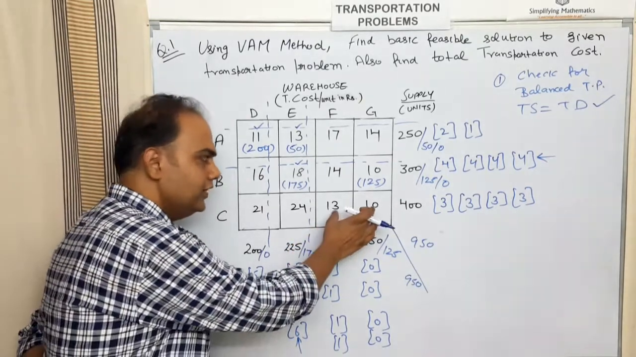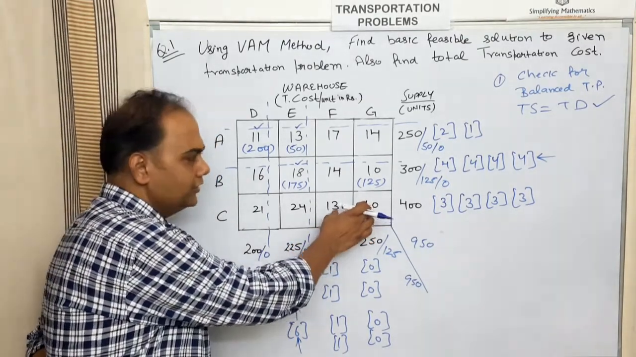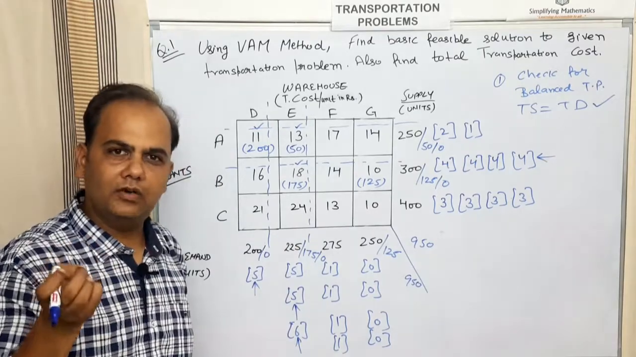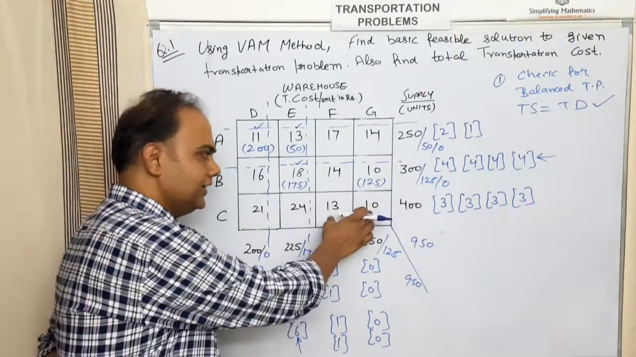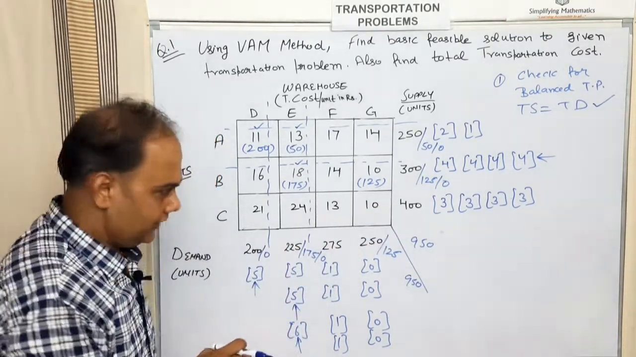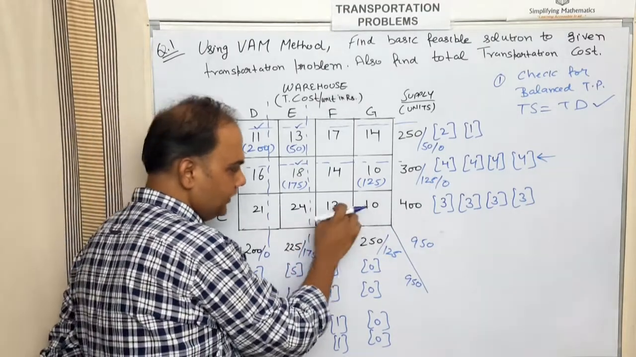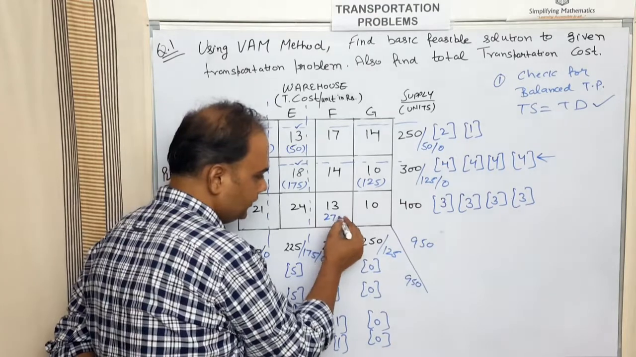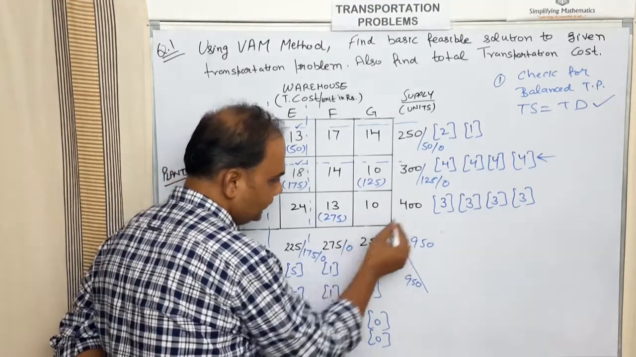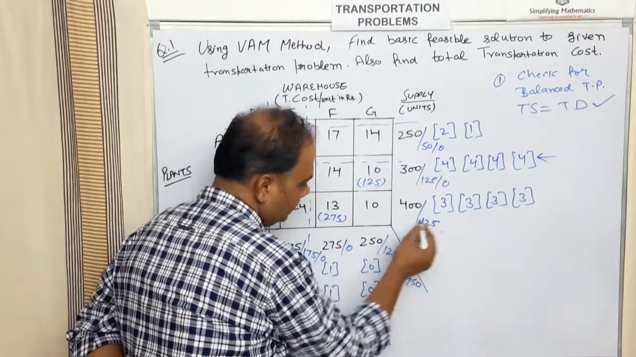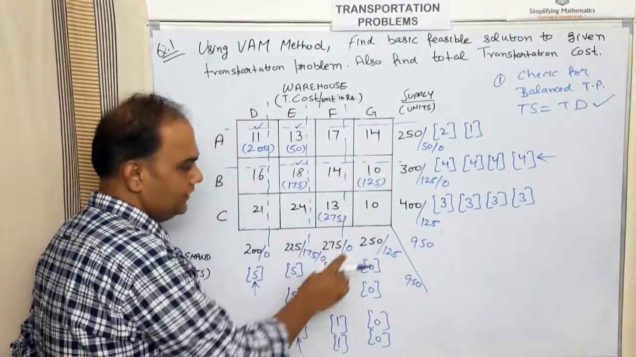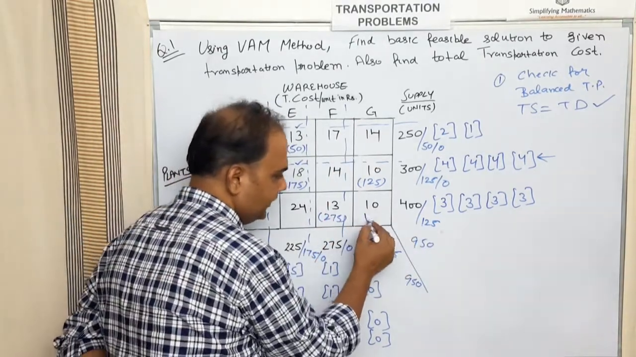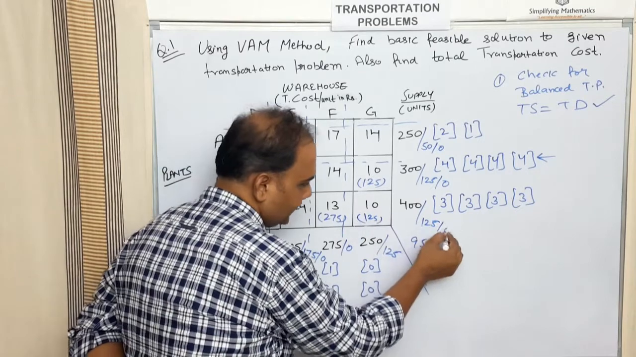Now you are left with only these two values. Whenever at the end either one row or one column is left, you simply assign the values based on the supply and demand. Now corresponding to this value 13, how many units out of 275 and 400? So this is 275, this is 0, and this is 125. Then 10, so 125 and 125.